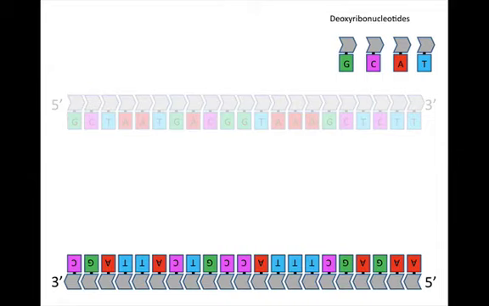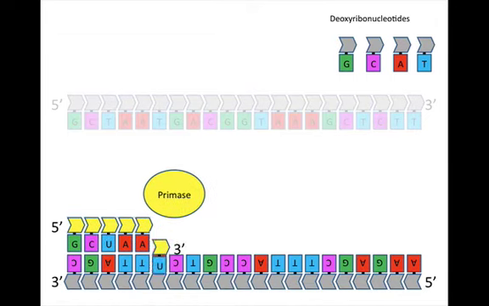But DNA polymerase can't just start. It requires an existing 3' hydroxyl to begin synthesis. For this reason, the next step is the addition of a short RNA primer by the enzyme primase. Notice that the primer was synthesized from the 5' to the 3' direction. DNA synthesis enzymes can only work in one direction, and that's 5' to 3'.